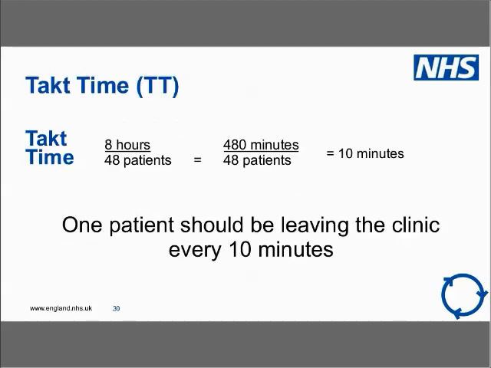So if we have 8 hours of work, because it was open for 9 but closed for 1, we've got 8 hours in total. That converts to 480 minutes, and we've got 48 patients. So it is 10 minutes. Congratulations to those people that said 10. So one patient needs to leave the clinic every 10 minutes for us to know that we're able to meet our demand.